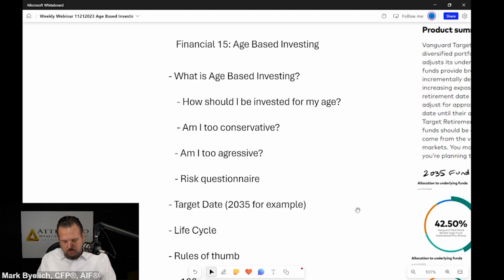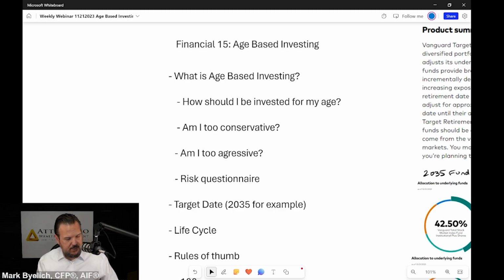So let's start with age-based investing. What is age-based investing? Because it's different than life cycle investing. So age-based investing is, I'm 55 years old. I want to retire in 15 years. So I go out and I say, okay, what if I want to retire in 2035? I can go out and I can buy a fund that has a target date of 2035. That's one method of age-based investing. It's choosing your investment allocation based on your age.